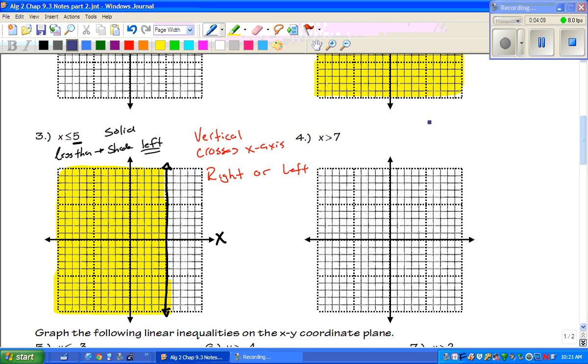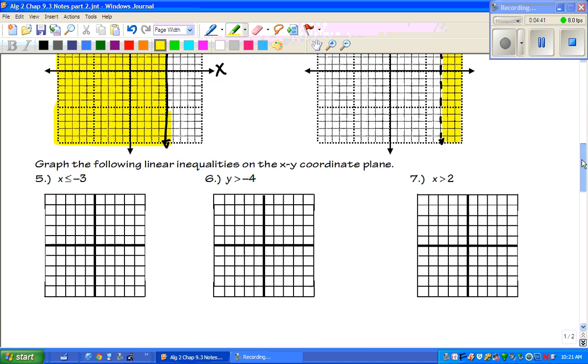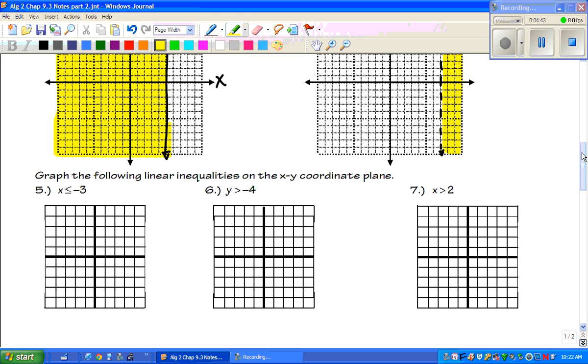All right. For number 4, this is going to be a dashed line. It's greater, so greater numbers are to the right. So I go to +7, which is right here, and I start my dashed line. And then we shade everything to the right. All right. 5, 6, and 7, they're all yours. Go ahead and pause the video and let's see how you do.